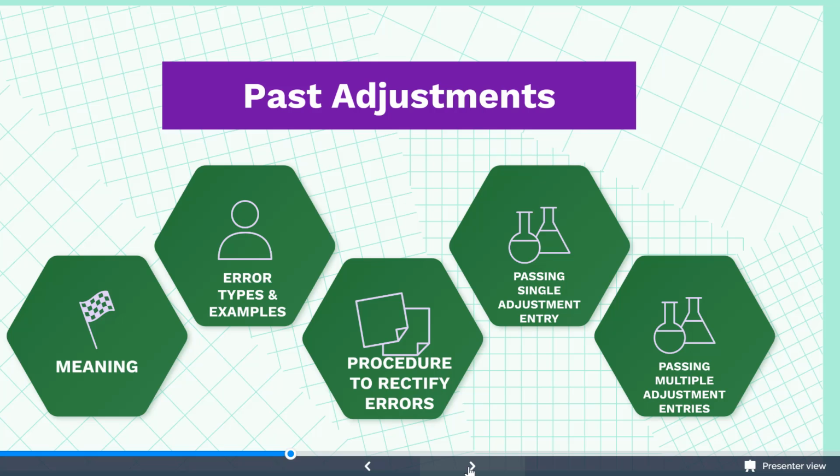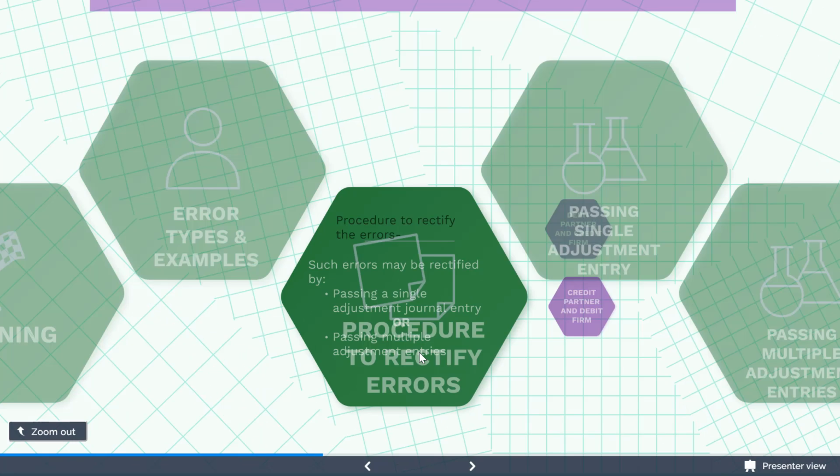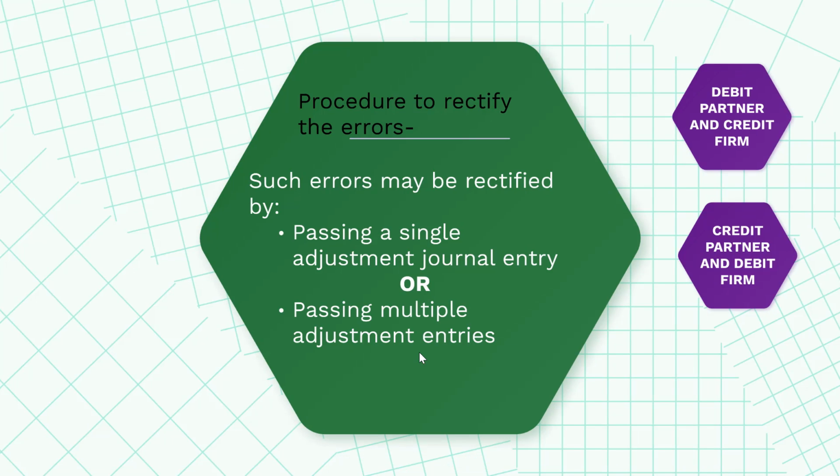So we just discussed the different types of errors and examples of such errors. So the error has been made. Now we need to rectify the error. What is the procedure that we can follow to rectify the error? Such errors may be rectified in two ways. The first way is by passing a single adjustment journal entry, and the second method is by passing multiple adjustment entries.